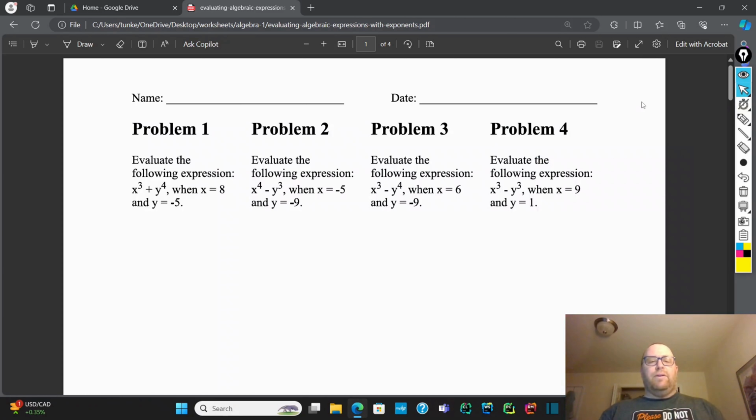In this video, I'm going to evaluate algebraic expressions that have exponents in them. So we have 4 problems here. Let's go through each of these 4 and just work out the problems together.